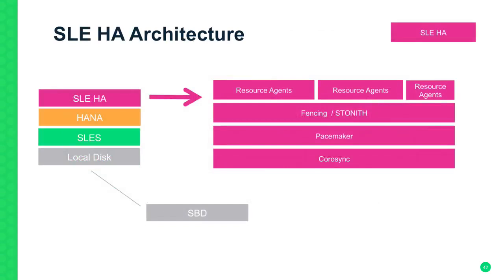So one small pink SLE HA blob expands up into a whole bunch of other ones, and Alessandra is taking you through some of this. So CoralSync sits at the bottom. It's our messaging layer. It handles the membership of the cluster. A couple of things you need to be aware of. It's constantly communicating between these two nodes, checking who's alive, which nodes are up, which ones are down.